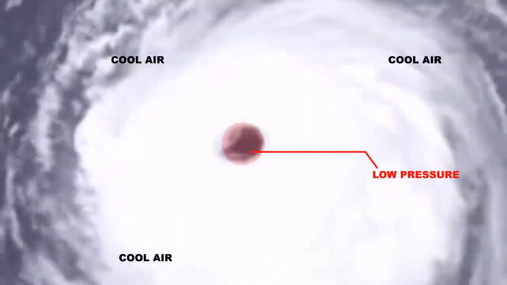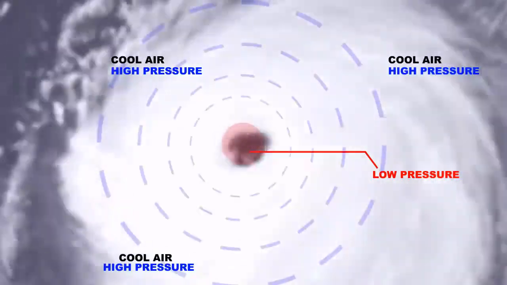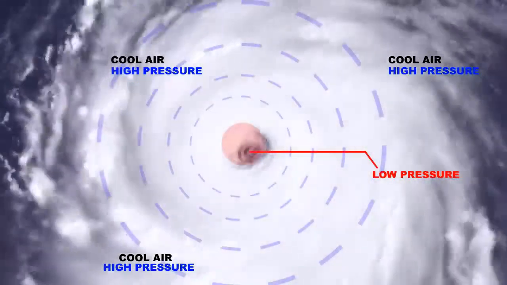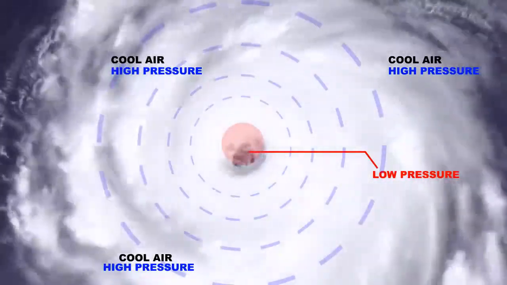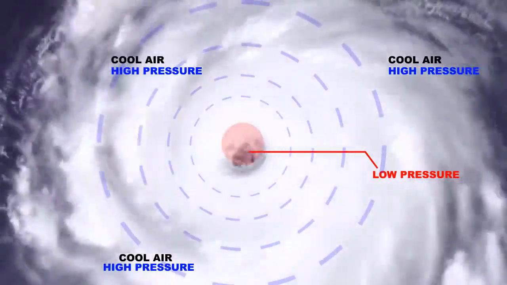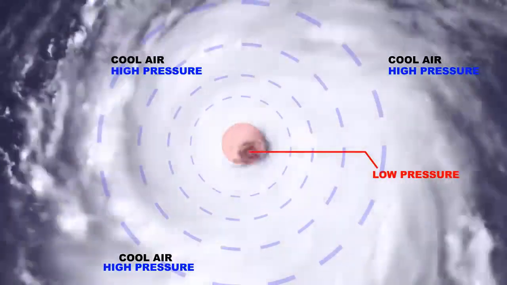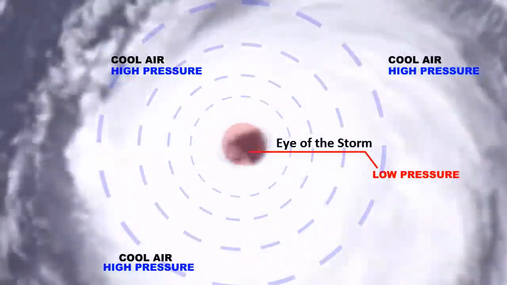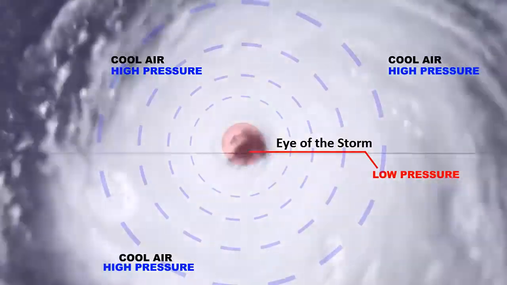When you look at the movement of a cyclone, at the center of every cyclone or hurricane, you will find an area of low pressure, which attracts the cool air. Since we know that air moves from high pressure area to low pressure area, the outer area of a cyclone consists of cool air coming from high pressure area, which surrounds the central low pressure area. This region is called the eye of the storm or center of the storm.